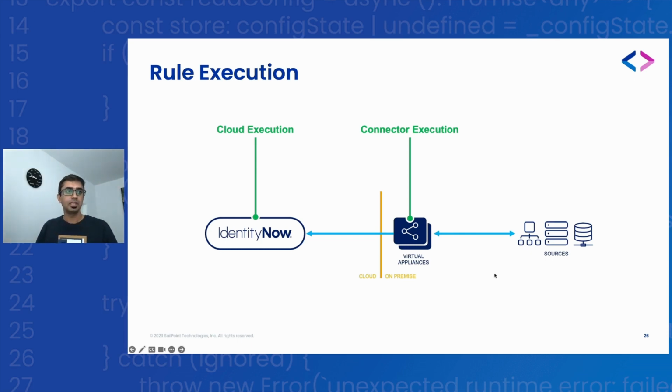And so these cloud rules will have access to the internal database of IdentityNow, right? And they have access to the internal data model in the cloud. But these cloud rules do not have any access to the source systems, right? They cannot talk to the virtual appliance, as they are operating in the cloud. Okay, and so the connector rules are opposite. The connector rules do have access to the source system, but they do not have access to the data in the cloud, right? So that's how they are structured.